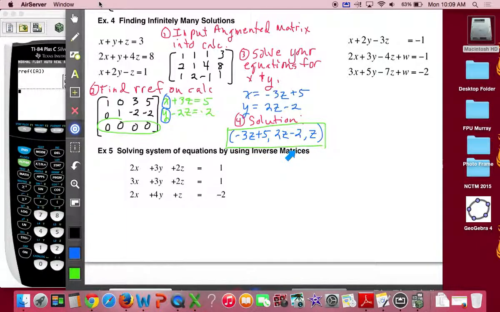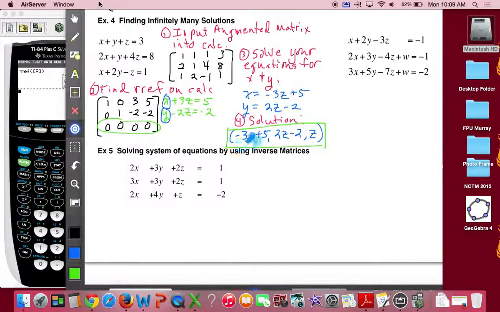Because remember there's infinitely many solutions, so if I let z equal 0, what would the x value be? If z is 0, it'd be 5. Plug it in, right? What would the y value be? Negative 2. So one of our infinitely many solutions would be 5, negative 2, 0. That'd be one solution.